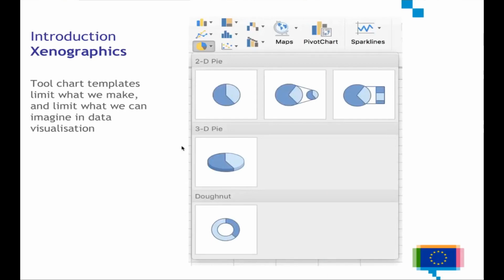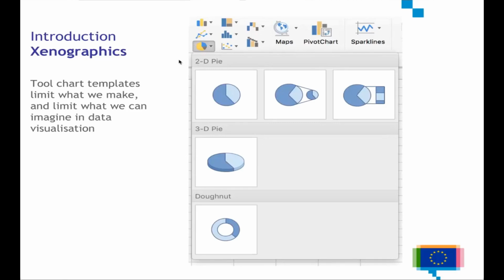The image you see here is a screenshot of my Microsoft Excel program, and what you see here is all the templates that Excel offers you as a user, and you can see that a lot of them are still bars, lines, and pies. So the things that William Playfair invented more than 200 years ago. There are some other chart types, but the gallery of templates is still quite limited.